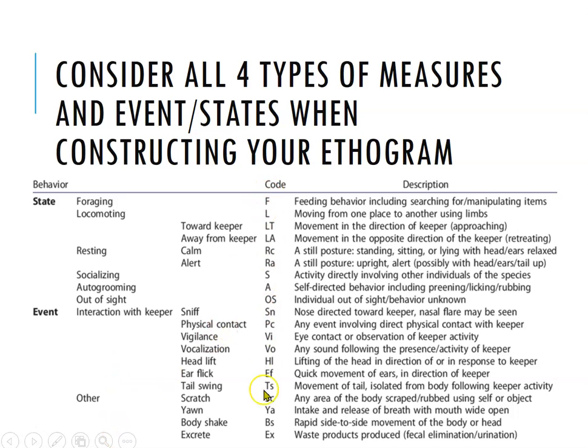They've given a code. You don't have to do this, but it's a good shorthand way to record your behaviors. You can give a code for the specific behaviors that you're interested in, and then give your long descriptions and determine if you're going to be looking at those as events or states.